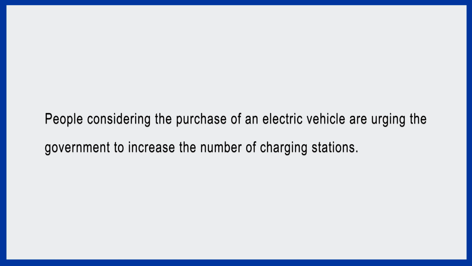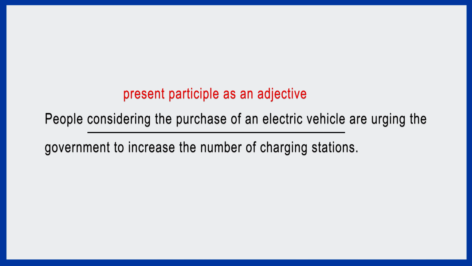You can also use present participle phrases as an adjective. In this case, a present participle phrase can be used after a noun to modify the noun. People considering the purchase of an electric vehicle are urging the government to increase the number of charging stations. In this example, considering the purchase of an electric vehicle is a present participle phrase that shows which people are urging the government to increase the number of charging stations.